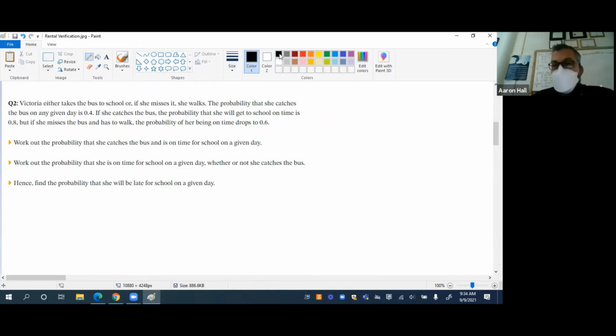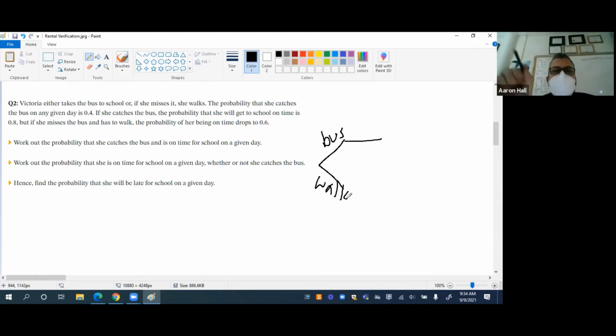I think the tree diagram would be a good choice. So we either have the bus or we walk. Now it says here that the probability that she catches the bus on any given day is 0.4. If the probability of catching the bus is 0.4, what's the probability that she walks? So remember, there's just two choices, right? Either she takes the bus or she walks. Those are the only choices.